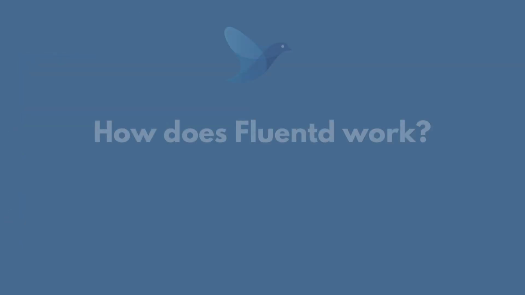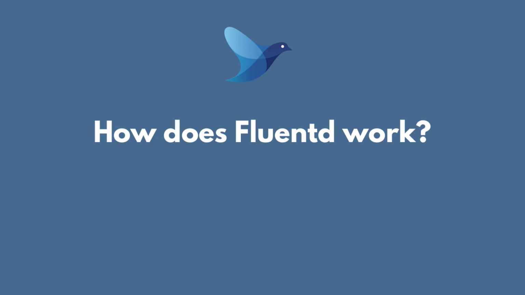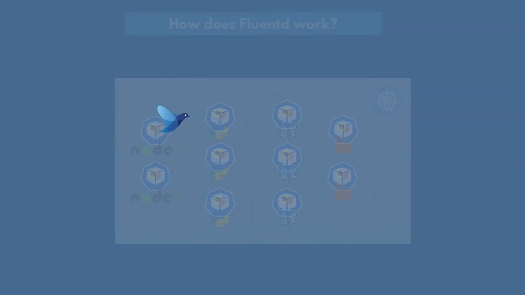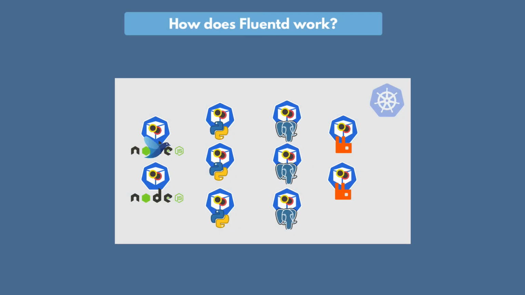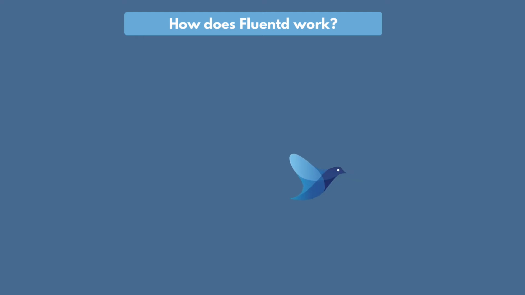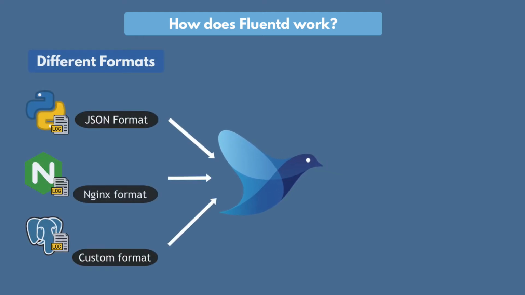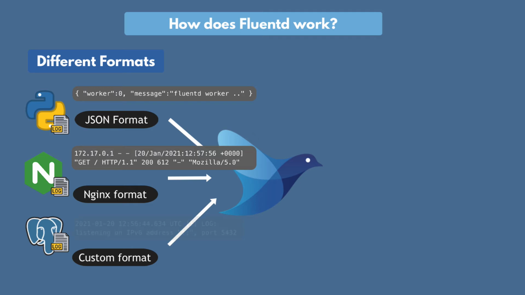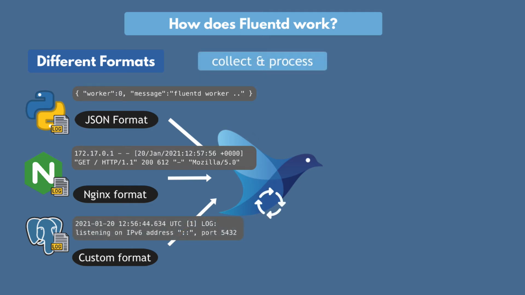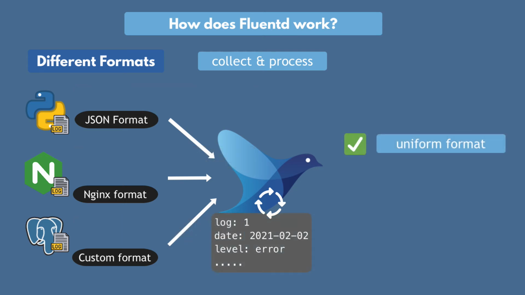So how does Fluentd work and how does it do all of this? Fluentd gets deployed into the cluster and it starts collecting logs from all the applications. It can be your own applications, third-party applications, all of it. Now these logs that Fluentd collected will be of different forms and formats, right? Like JSON format, Nginx format, some custom format maybe, and so on. So Fluentd will process them and reformat them into a uniform way.